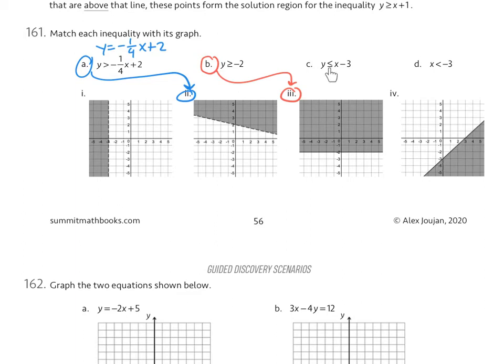This inequality says y is less than, so we would want to look for a shaded region that is below the line. And here's the line, there's the shaded region below it. So we can match the inequality in part C with the graph number 4.